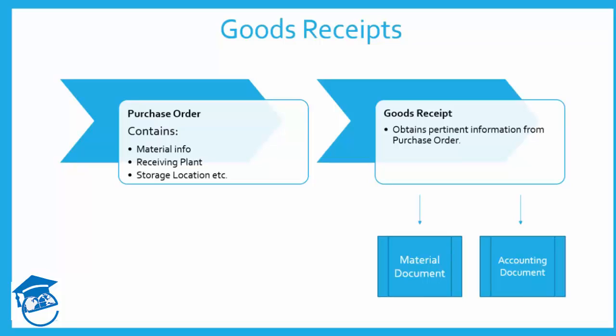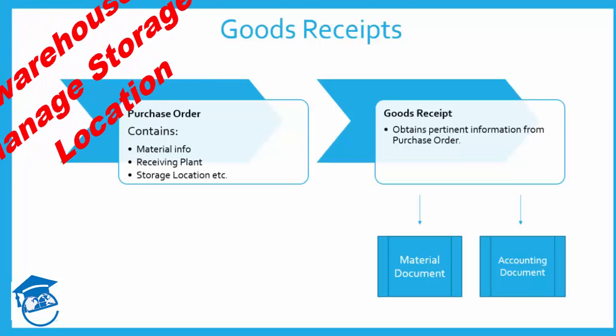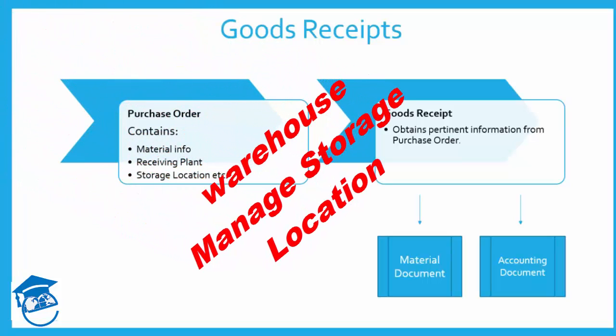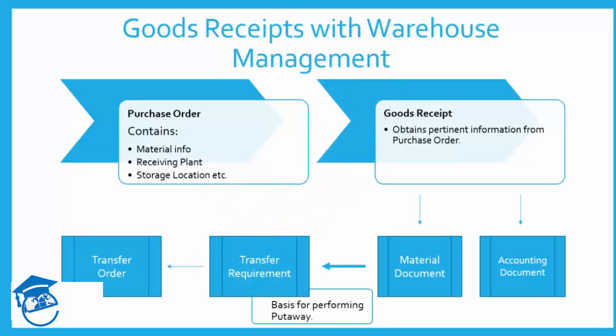Now, thus far, the purchasing processes that we've looked at, starting right from the purchasing requisition right through to the goods receipt, are sufficient from a materials management and inventory management perspective. But once we have warehouse managed storage locations, the process goes a few steps longer. What happens is, once the goods receipt is created, the system not only generates a material and accounting document, but it goes on to generate what we call a transfer requirement.